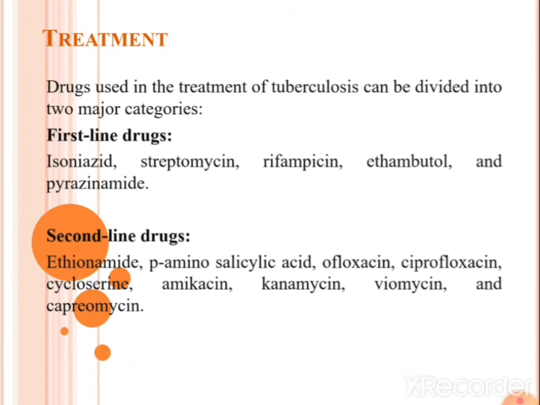Then second line drugs: ethionamide, para-aminosalicylic acid, ofloxacin, ciprofloxacin, as we have already discussed in the quinolone antibacterials, also used in the second line treatment of tuberculosis. Then cycloserine, amikacin, kanamycin, viomycin and capreomycin. All these mycins are antibiotics which we will see in the future. So this is the basic classification of anti-tubercular agents on the basis of line of treatment, and you need to remember these.